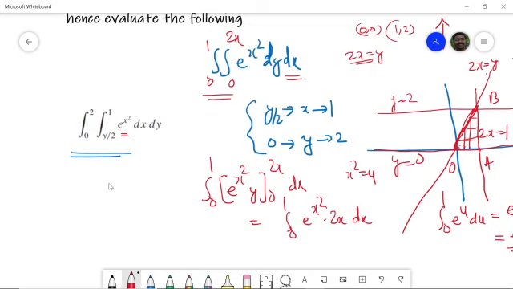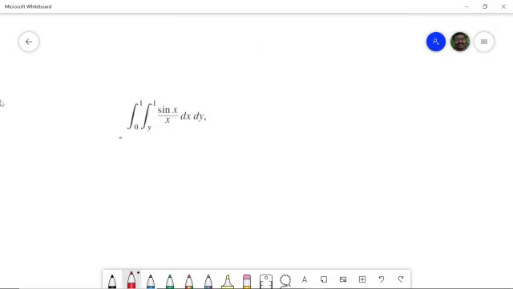Integral 0 to 1, integral y to 1, sin x by x dx dy. So how will you do this? Again, you need to find integral sin x by x dy dx. In order to supply the limits, you need to plot the region. So you can observe that y is varying from 0 to 1, and your x is varying from the line y to x equal to 1.